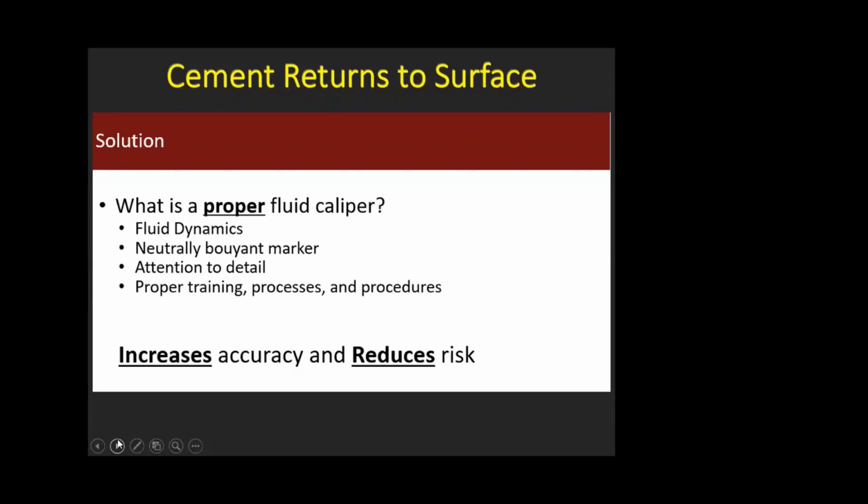There's also a lot of attention to detail. Whenever you have something going down hole and circulating around, all kinds of different things can happen that will affect how that marker will flow back. And if you don't have proper training, processes, and procedures in place to figure out all those things and to document them, you're going to have bad data at the beginning. And if you have bad data, it doesn't matter how good your calculations are, you're never going to get a good output. So, bad data in, bad data out, right? Having a third party that has this attention to detail will help increase your accuracy and reduce the risk.